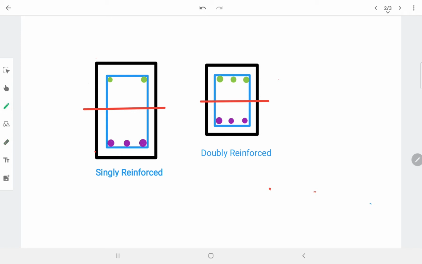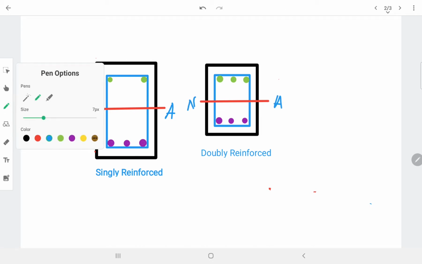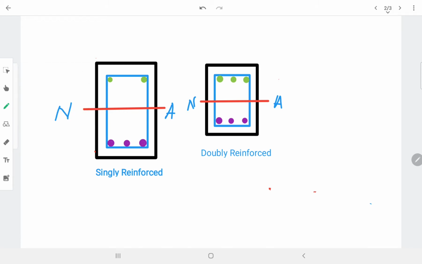Okay, here this is the neutral axis, whatever the red line is there, it is the neutral axis of the beam. Whereas one differentiation, here I am differentiating these beams based on the size. First difference is the depth. So here the depth of beam, this is capital D, and here it is capital D.